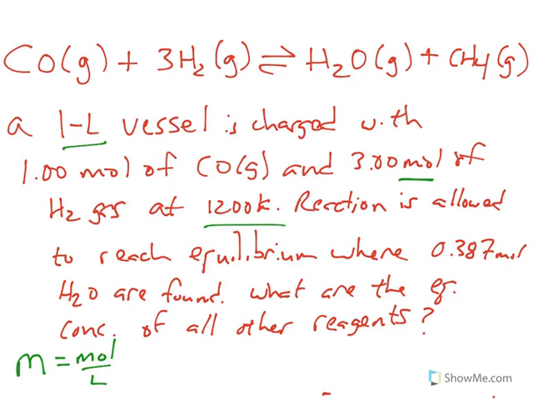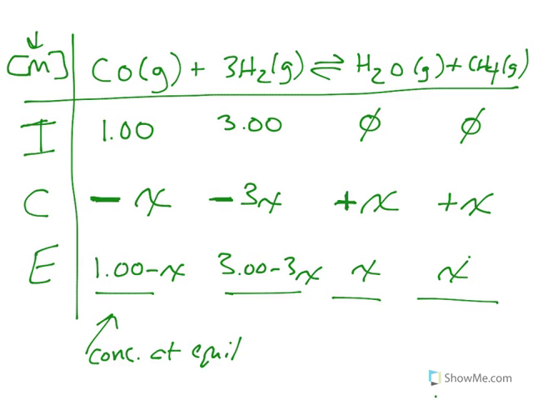Because this one was very nice and they told us something: the reaction is allowed to reach equilibrium where 0.387 moles of water are found. And it's still in a 1 liter vessel. So we know the concentration at equilibrium for water. How? They told us how many moles are in there in a 1 liter vessel. So X is actually equal to 0.387 molar. So we know what X is.